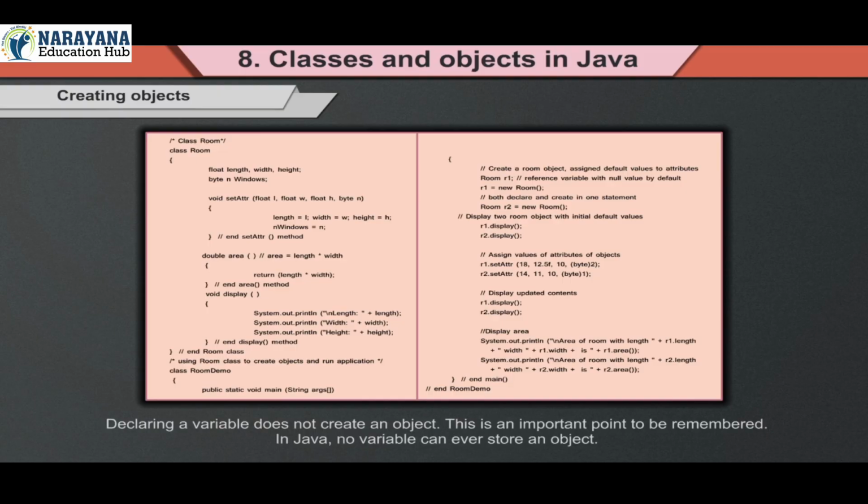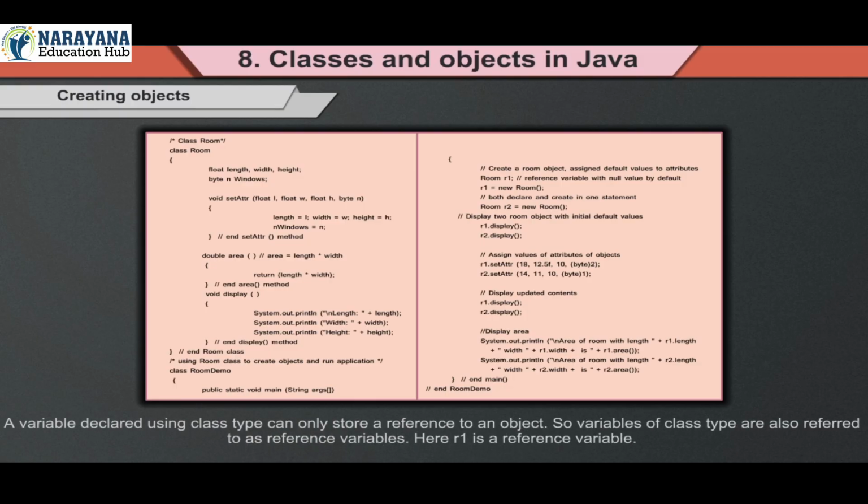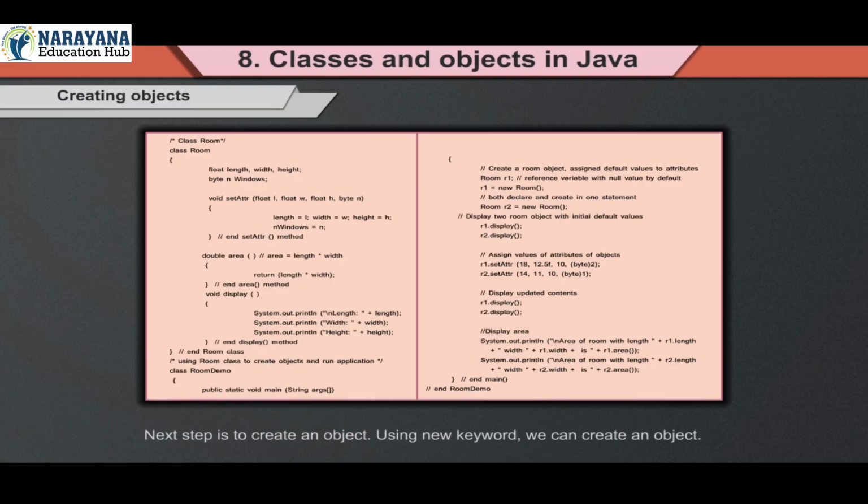This is an important point to be remembered. In Java, no variable can ever store an object. A variable declared using a class type can only store a reference to an object. So, variables of class type are also referred to as reference variables. Here, R1 is a reference variable. The next step is to create an object. Using the new keyword, we can create an object.